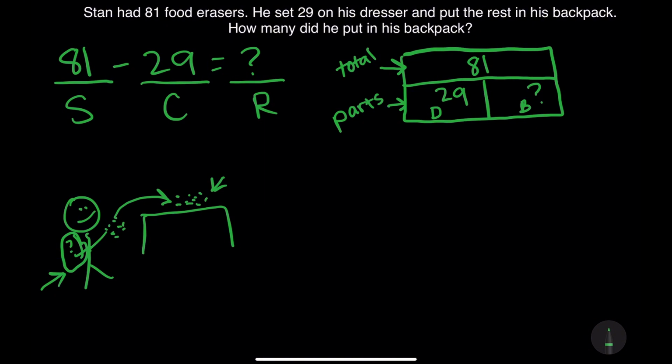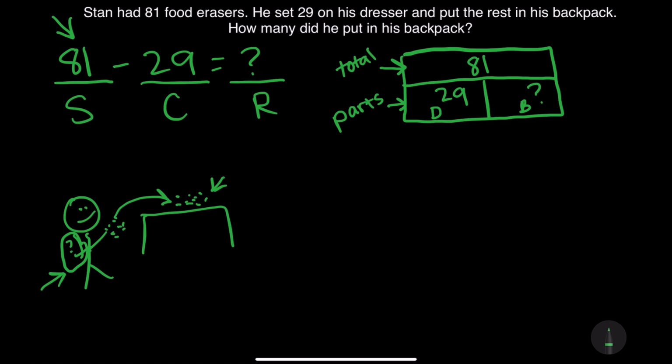Okay, this one's different than the one we did a minute ago because I only know one part. Last time I knew both parts, so I knew if I put the parts together I'd find the total. This time I don't have that. This time I need to take away 29, just like in our start, change, result number sentence. I need to start with 81, and if I separate 29 away, I'll find out whatever's left over. So we're going to do that now.